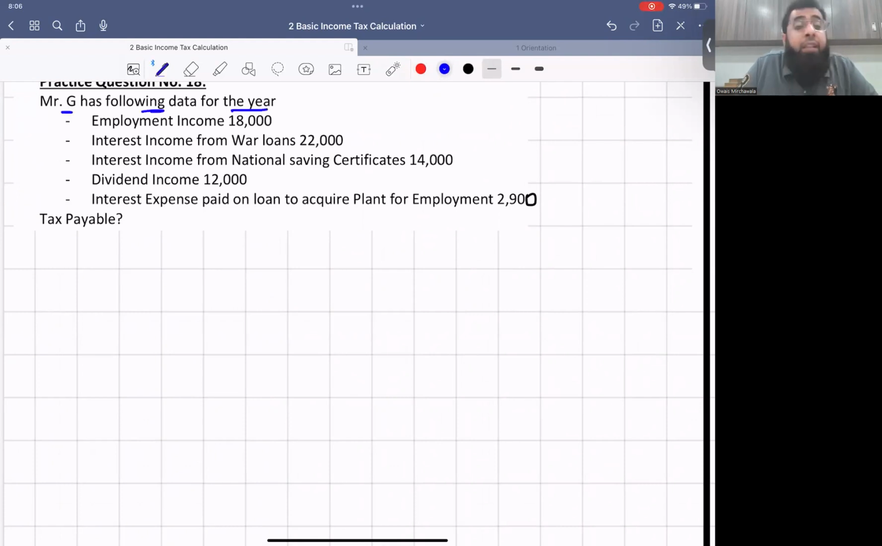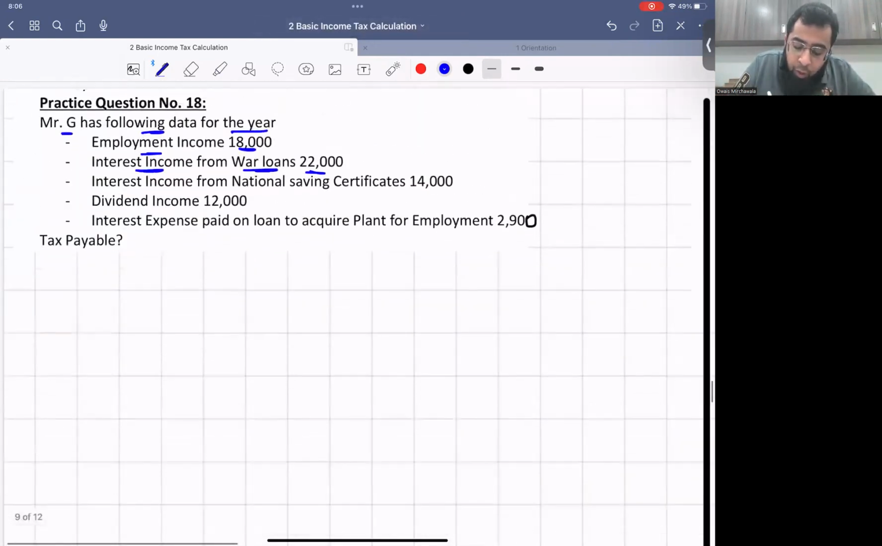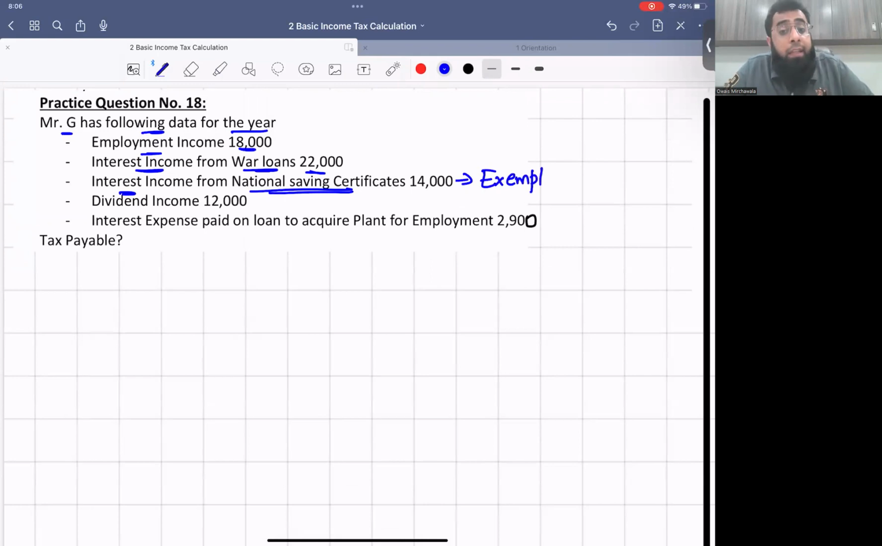Mr. G has the following data for the year. Employment income 18,000. Interest income from war loans 22,000. It's a normal interest income. If it's a war loan, whatever, it's normal interest. Interest income from national savings certificates. This is exempt interest. National savings certificates and individual savings accounts are exempt. Dividend income 12,000. Interest expense paid on loan to acquire plant for employment 2,900.